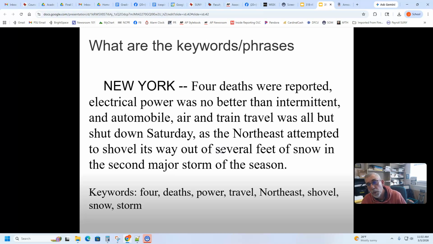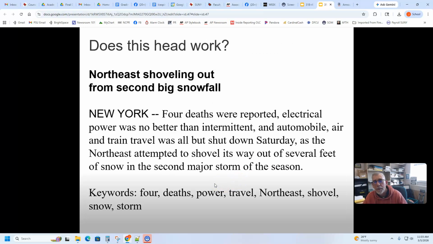How about the words for deaths? Power, travel, northeast, shovel, snow, storm, snowstorm, all those things. Major snowstorm, maybe, major storm, maybe more. Those are keywords. Which of those are the most important that you have to make sure to get into the headline? If you're doing an online head, you might try to use as many as possible. We won't be able to use as many as possible, depending on how much space you have. We're imagining space, though.